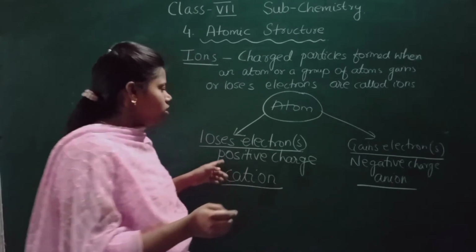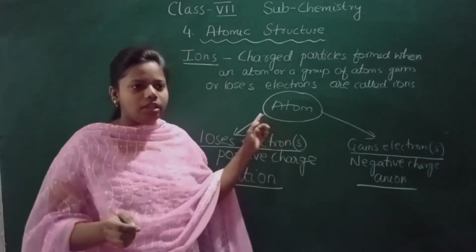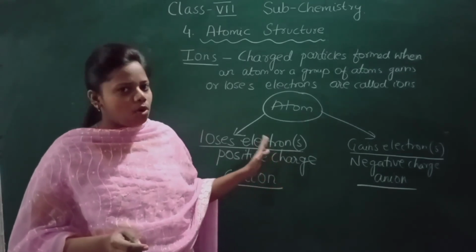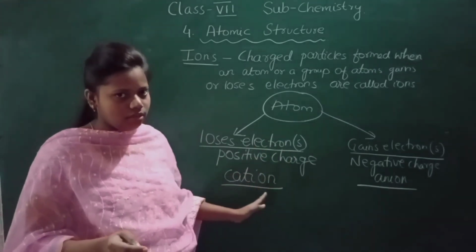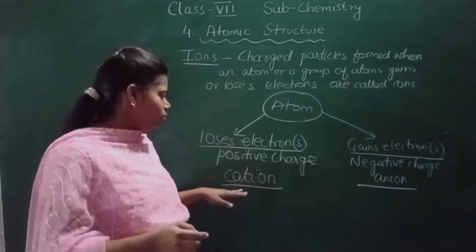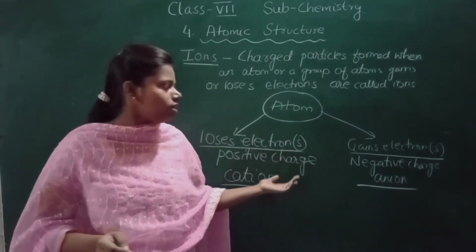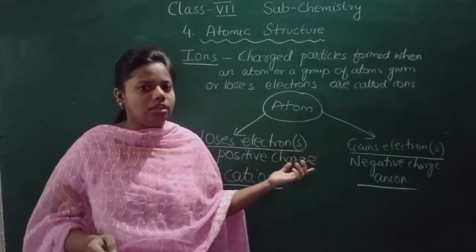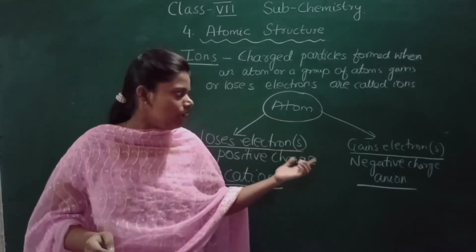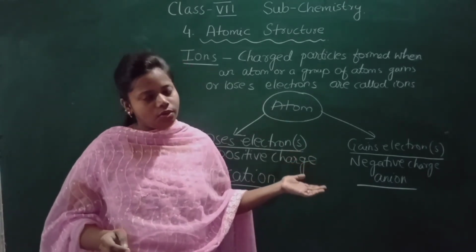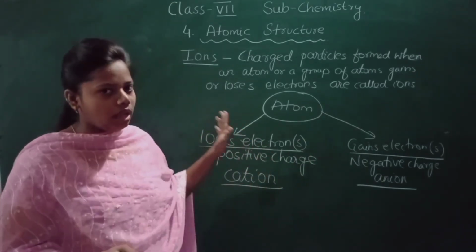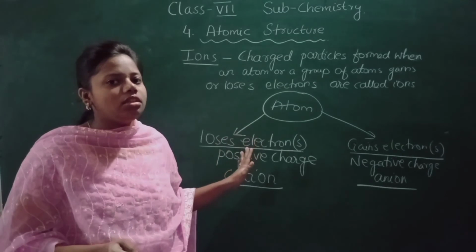Okay, so I hope you understood that when the atom loses the electron, a positive charge is developed and it is known as a cation. When you hear the word cation, that means it is positively charged. And when the atom gains the electron, it becomes negatively charged, it develops a negative charge, and it is known as an anion. Okay, so this was about the ions. I have taught you about the atomic structure and about the ions. Now let's see the names and the symbols of ions.